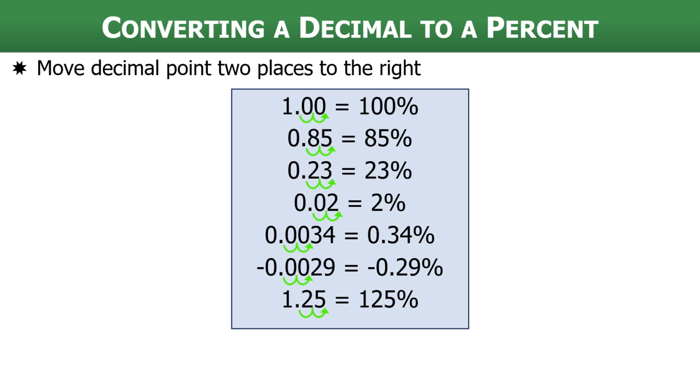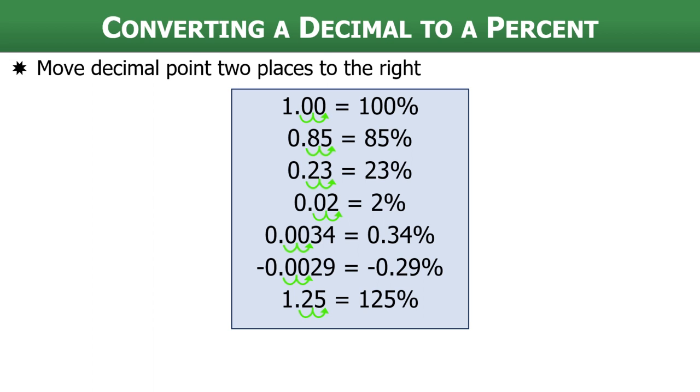Here's a bunch more examples. 0.23 converts to 23%. 0.02 converts to 2%. Now this is where things get a little interesting when we add a bunch of zeros. 0.0034 converts to 0.34%. We just move the decimal 2 places to the right. Negative 0.0029, moving the decimal 2 places to the right, becomes negative 0.29%. 1.25, move the decimal 2 places to the right, becomes 125%.